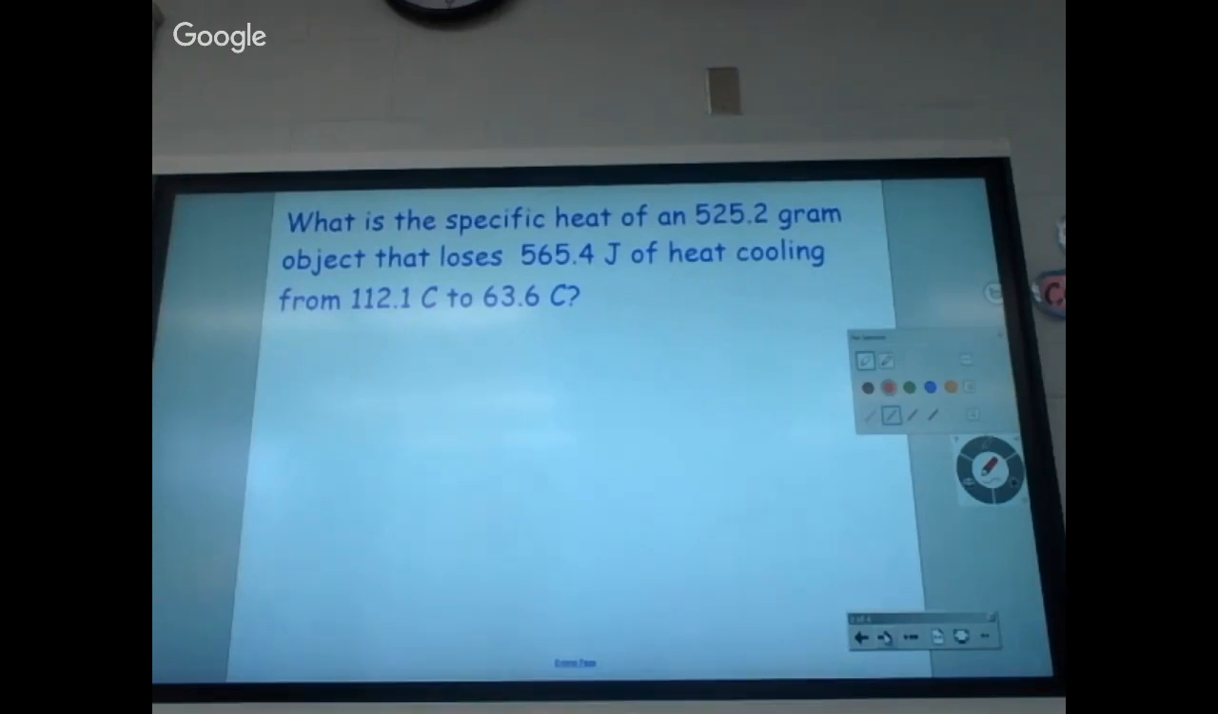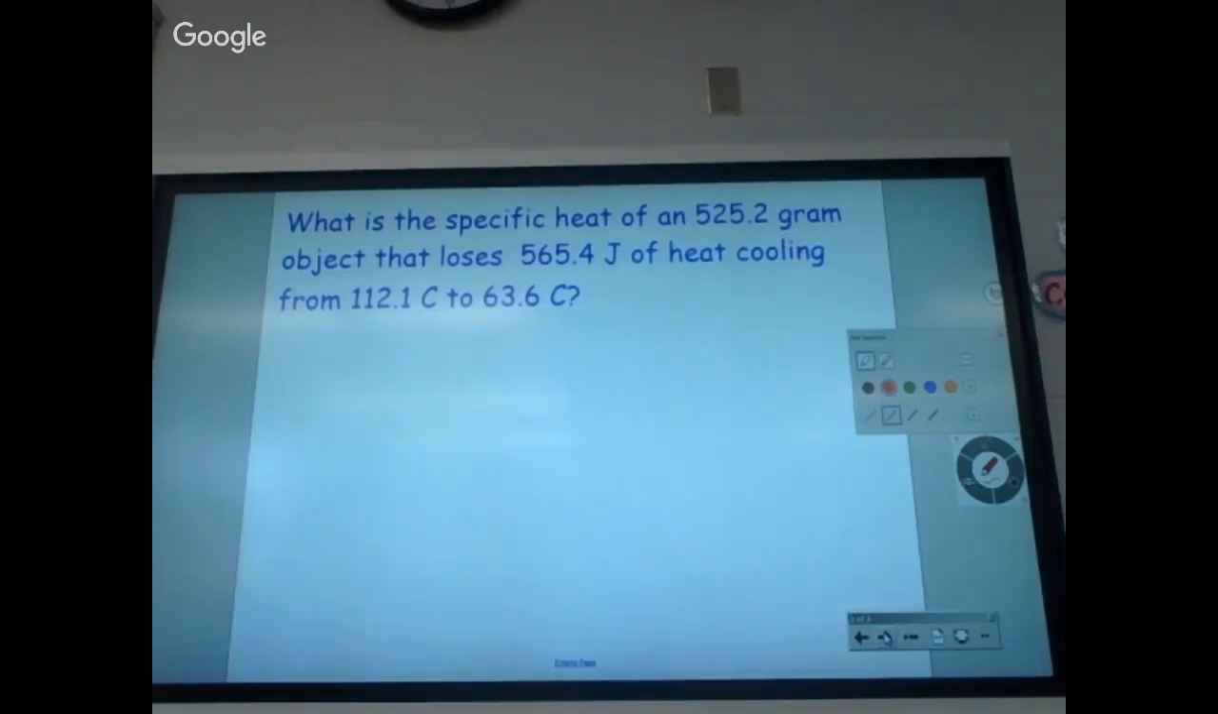Wait, we still have two others. We still have to do physical properties. We might get started on physical properties, but we're not getting there. We will, Laura.